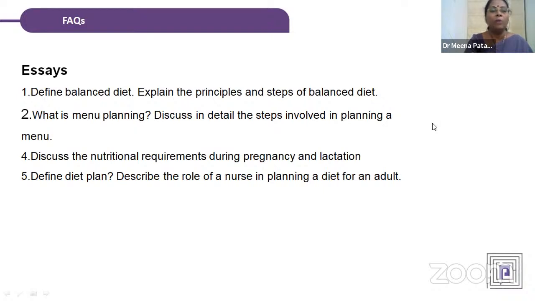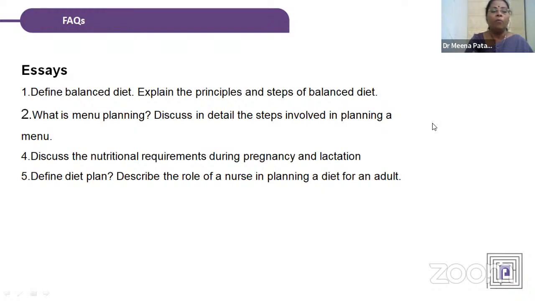So the number of questions which are given under essays are 4, not 5. There is a numbering mistake here. 1, define balanced diet, explain the principles and steps of balanced diet. What is menu planning? Discuss in detail the steps involved in planning a menu. For the third one, discuss the nutritional requirements during pregnancy and lactation. It's truly vast. So putting both together is going to take time for you.